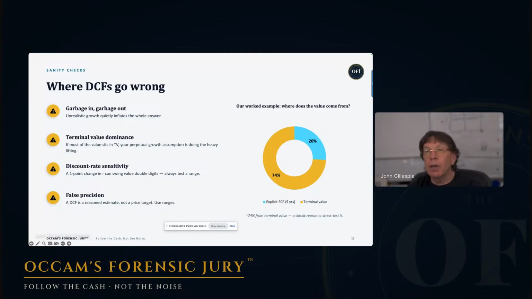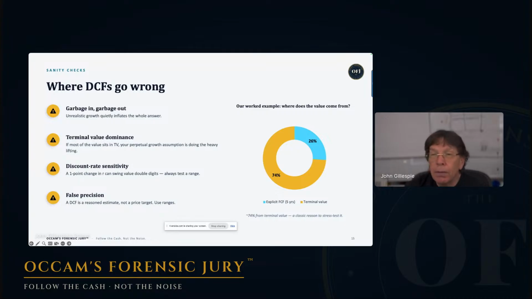So where DCFs go wrong: garbage in, garbage out, right? If you have an unrealistic growth rate, you're going to get a ridiculous DCF. Terminal value, just a 1% difference in terminal value, because it's going for infinity, is huge, right? Discount rate sensitivity, right? A 1-point change in r can swing a value double digits. Always test the range. And then false precision.